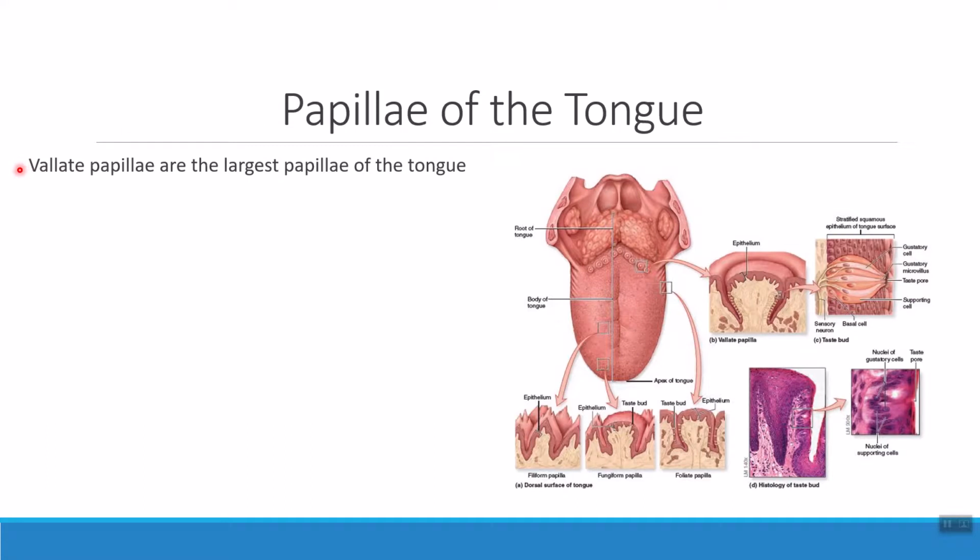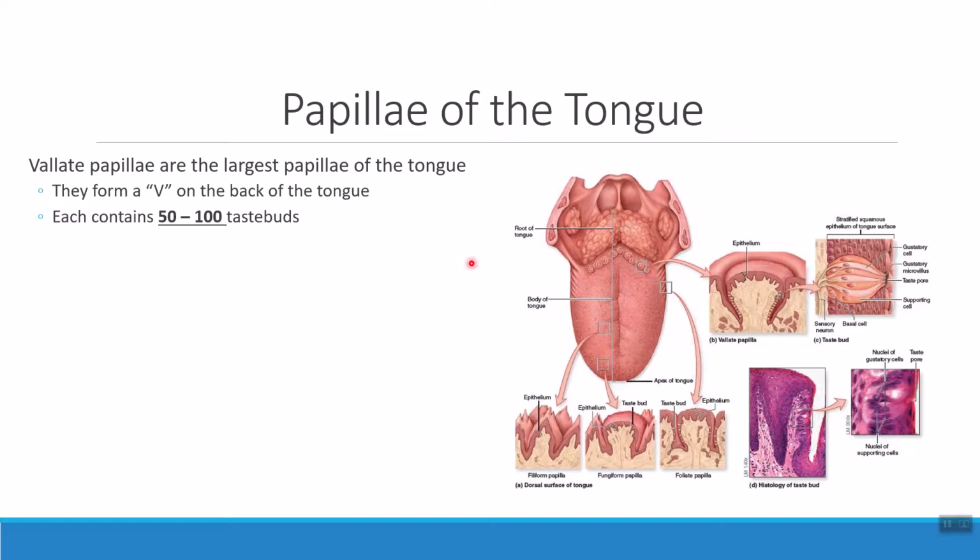The first kind of papillae are called valate papillae. Valate papillae are the largest papillae that we have on the tongue. They're found in the back of the tongue, making a letter V. That's how I like to remember these guys. The valate papillae are the V on the back side of the tongue. Now, I mentioned that they are the largest. Because they are so large, they have space for somewhere between 50 to 100 taste buds each.